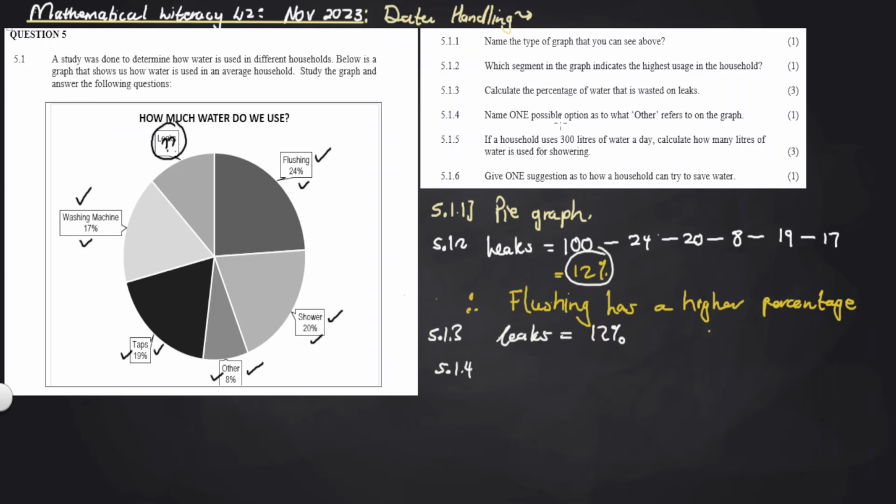5.1.4. Name one possible option as to what other refers to on the graph. It can be anything that you can think of that we are using water for. So we are flushing, showering or bathing, opening up our taps for various reasons. We are using the washing machine for doing laundry. What else can we do with water? Think of the question.